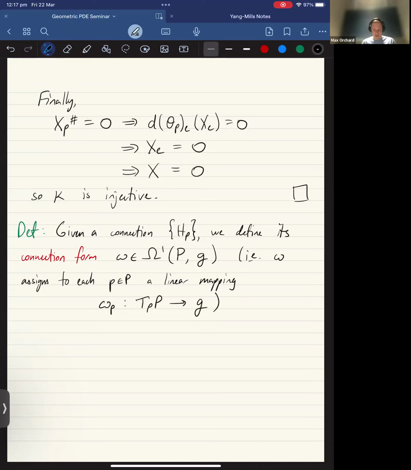So the connection form itself is given by, if we look at a certain tangent vector at a point, we look at the vertical component of this, and then we look at the identification of that vertical vector in the Lie algebra. So this is the connection form for a connection.